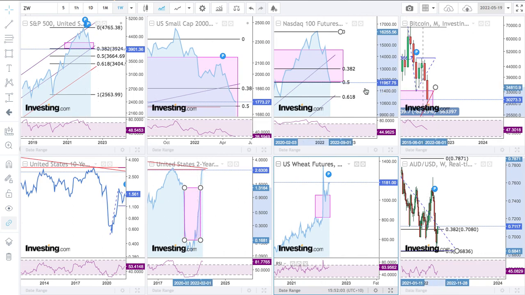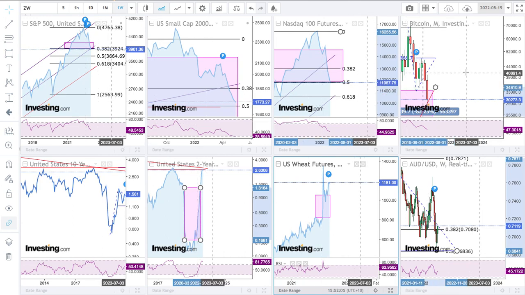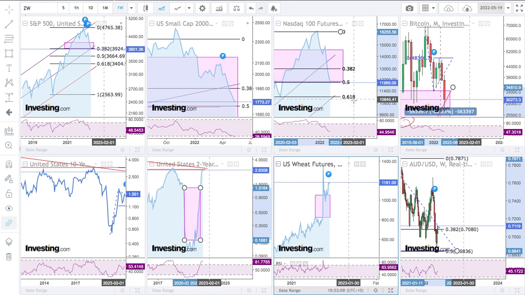Look, that's pretty much it. I hope that's the simplest little technical analysis and macro analysis I can share with you.